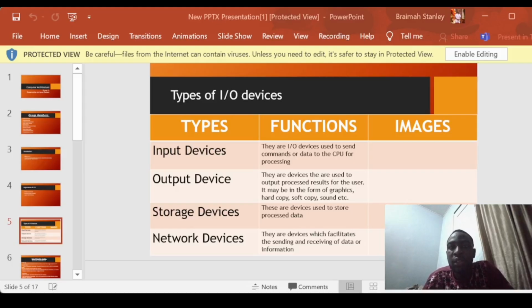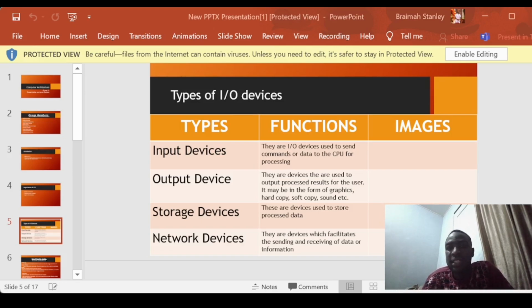Okay, I'll be talking about the types of input and output devices. Input devices are devices that send data or control signals to the computer system. They allow users to interact and provide information to the computer. Output devices are devices that take processed data from the CPU and present it in a form that is understandable to the user.